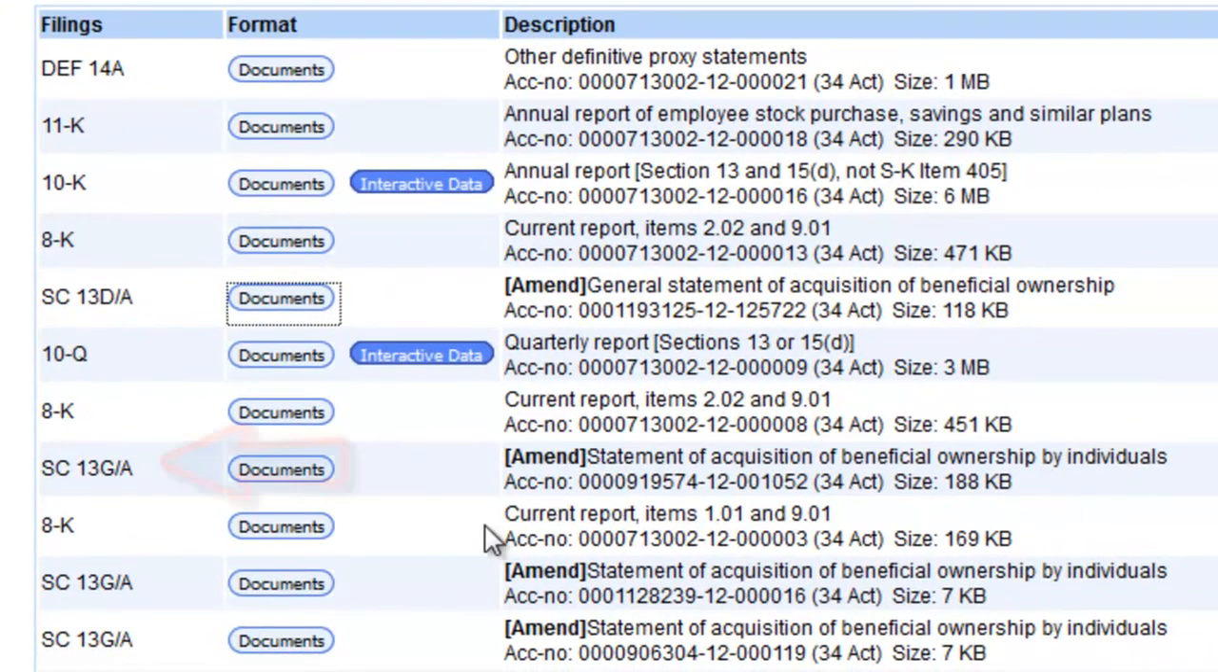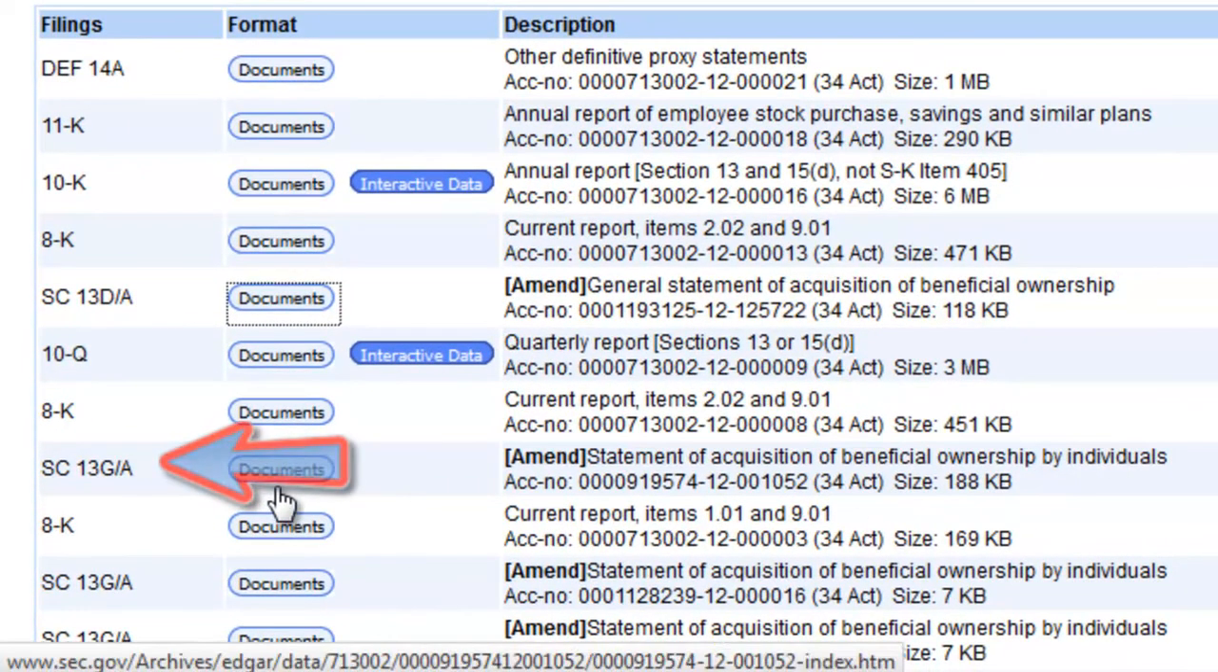13G, as you can see right here, is a little different. It's a similar form to Schedule 13D in that it also reports an entity's ownership interest when it is more than 5% of a particular company. What makes them different is that Schedule 13G is a shorter version than Schedule 13D, and the entity filing does not intend to gain control of the company. In other words, the entity filing Schedule 13G is planning to only be a passive investor.